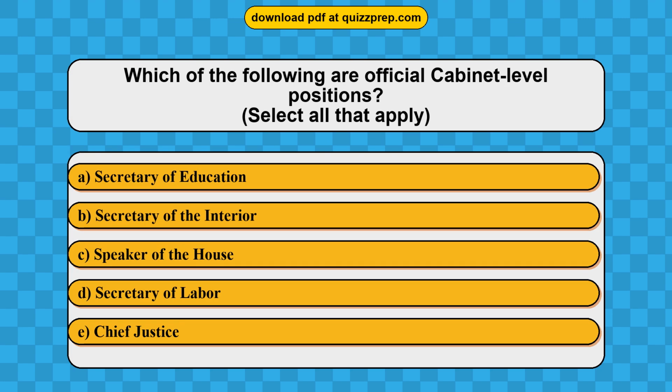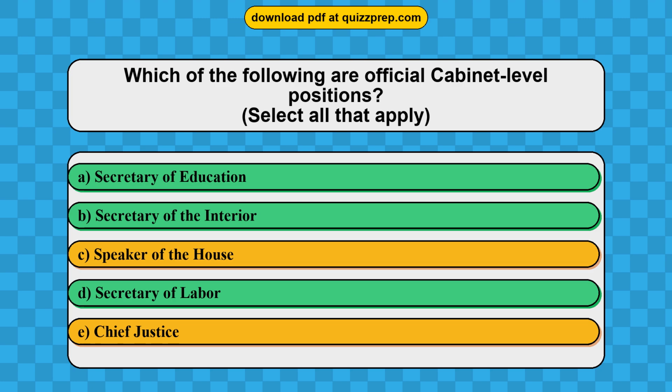Question 23. Which of the following are official cabinet-level positions? Option A. Secretary of Education. Option B. Secretary of the Interior. Option C. Speaker of the House. Option D. Secretary of Labor. Option E. Chief Justice. The correct answers are options A, B, and D.